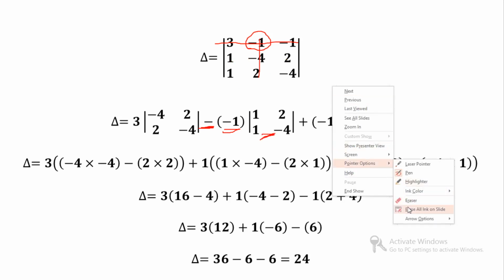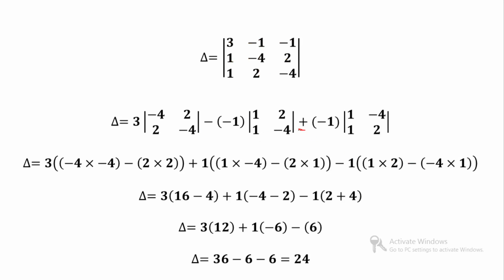Now, for the third one, this is the plus sign, that is the sign of formula. This is the third coefficient of the first row. Now, cancel out the coefficient's row and column, that is the third column and first row. So, the remaining coefficients we will write as a 2 by 2 determinant. So, this is the way to solve the 3 cross 3 matrix or determinant.